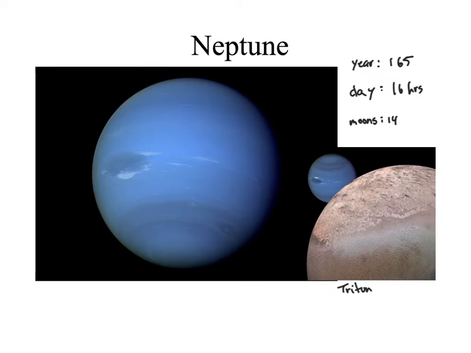Okay, so let's take a quick look at Neptune. Neptune has a year of 165 Earth years. A day is about 16 hours, and there are 14 moons on Neptune, the largest of which is Triton, and we can see it right here.